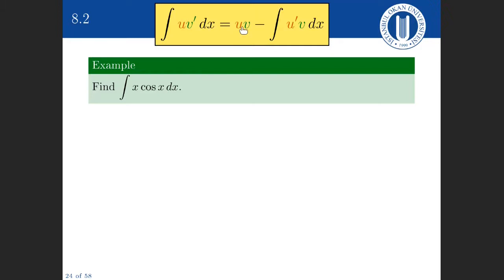So I've written the integration by parts formula at the top. We're going to be using that in the next few examples. Find the integral of x cos x dx. We have two functions here. We have the function x and we have the function cos x. But which is going to be u and which is going to be v prime?